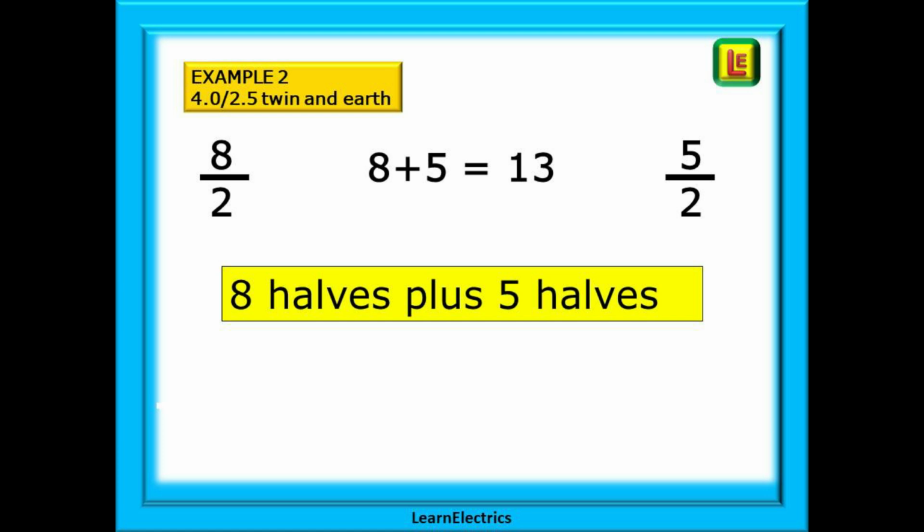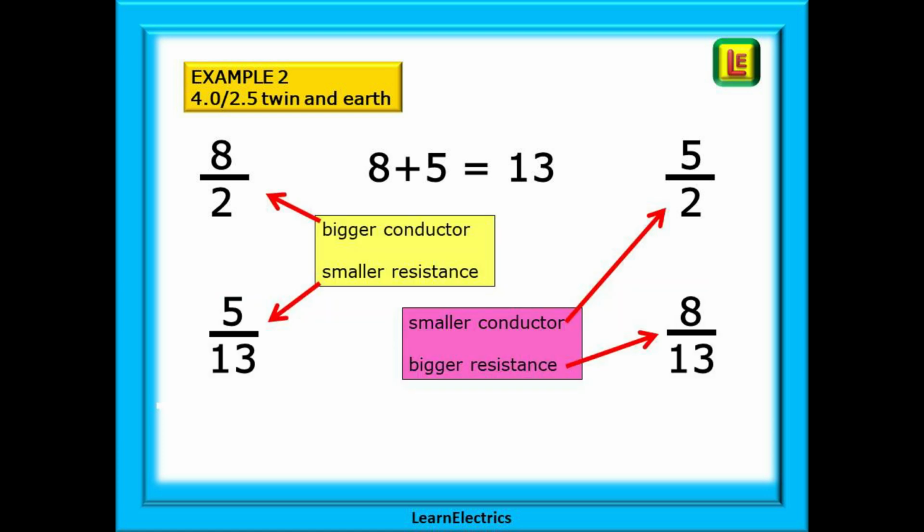4mm line has 8 halves or 8/2. 2.5mm earth has 5 halves, so 5/2. Now add 8 halves and 5 halves to give us 13. On the left side, put the 5 from the earth side with the number 13 below. On the right, we put the 8 from the line side with 13 below.